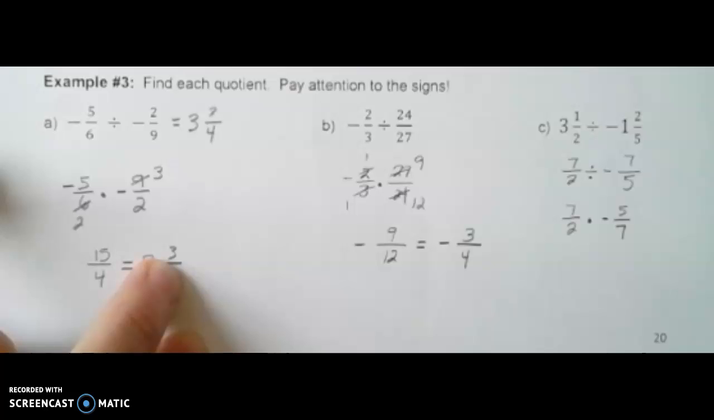Before I multiply, I can simplify my 7s in the numerator and the denominator. Those both become 1s. And now when I multiply, a positive times a negative is a negative. 1 times 5 is 5. 2 times 1 is 2. This is -5/2, which is the same as -2 1/2.